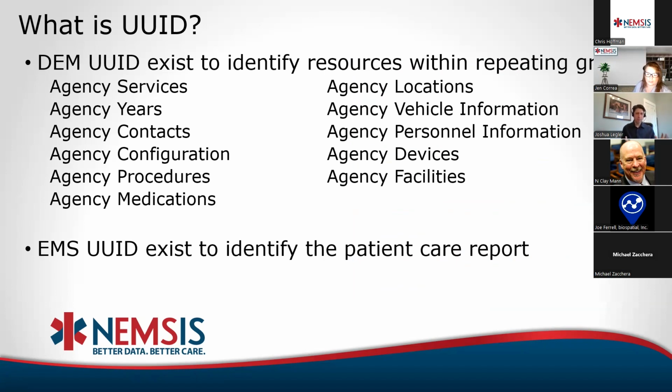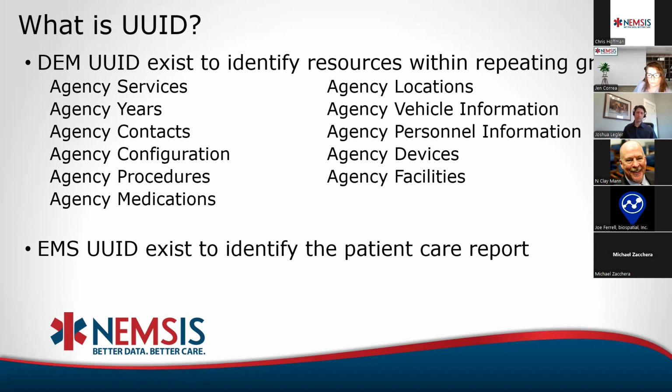So really this training is about the correlation ID and not about the UUID, but we want to take a minute to distinguish between correlation ID and UUID so that you'll know how the two are different from each other. The UUID, or Universally Unique Identifier, was added in NEMSIS 3.5. The correlation ID has existed all the way back to the beginning of NEMSIS 3. The UUID was added to identify resources within repeating groups in the demographic data, and then also to identify patient care reports.